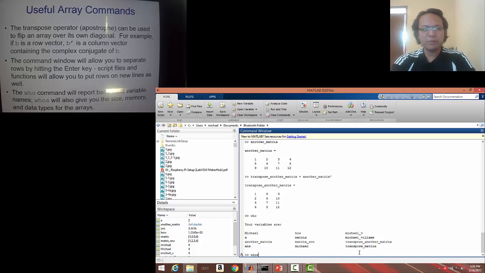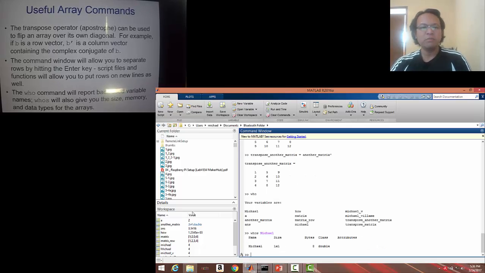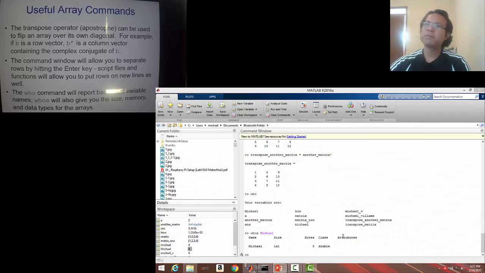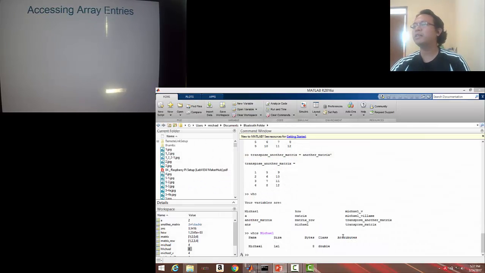So if you say whos Michael, Michael is size 1 by 1, a scalar, 8 bytes, class double. The value of Michael, let's look at that, is 4. That means that it's just a scalar, and that is a double. Okay, so we will talk about that class as we go on. Okay, so that's what I'm saying. And here, accessing array entries.